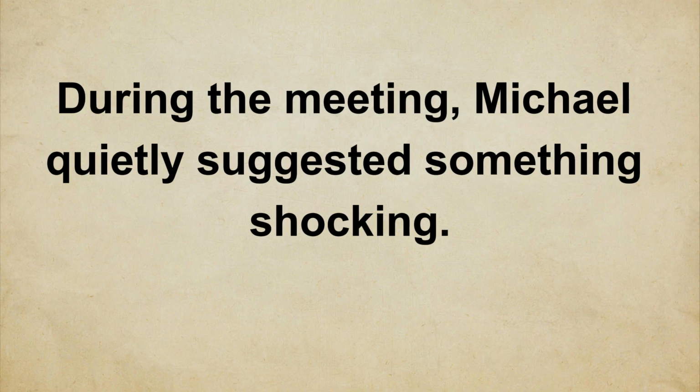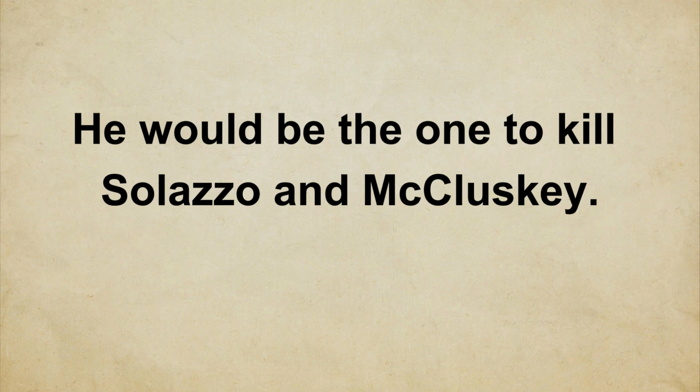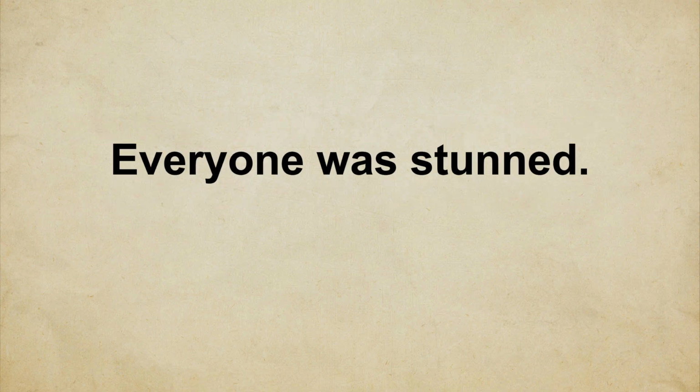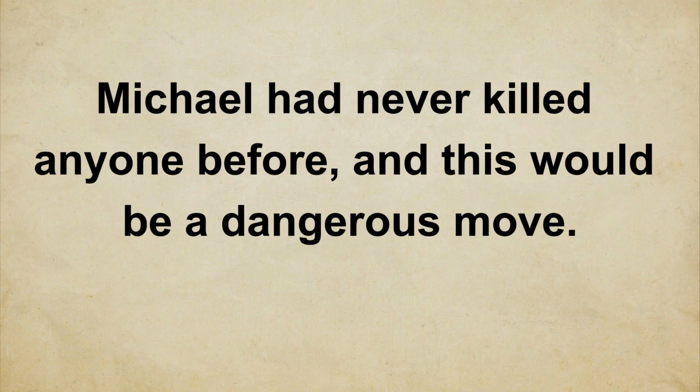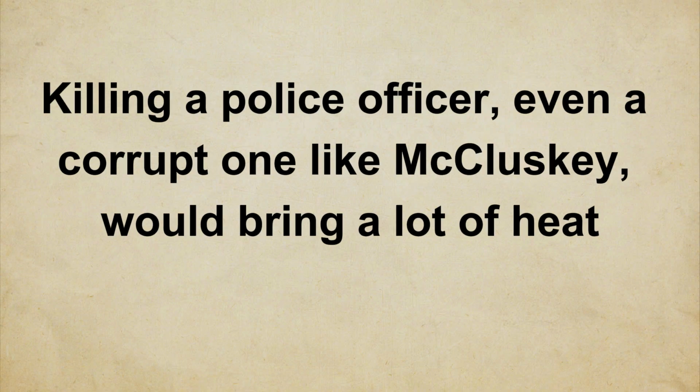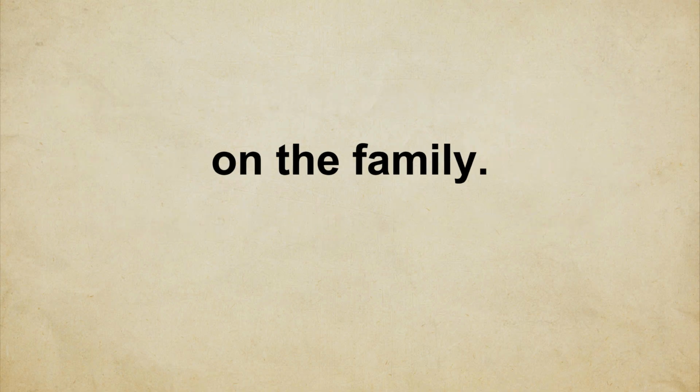During the meeting, Michael quietly suggested something shocking. He would be the one to kill Sollazzo and McCluskey. Everyone was stunned. Michael had never killed anyone before, and this would be a dangerous move. Killing a police officer, even a corrupt one like McCluskey, would bring a lot of heat on the family.